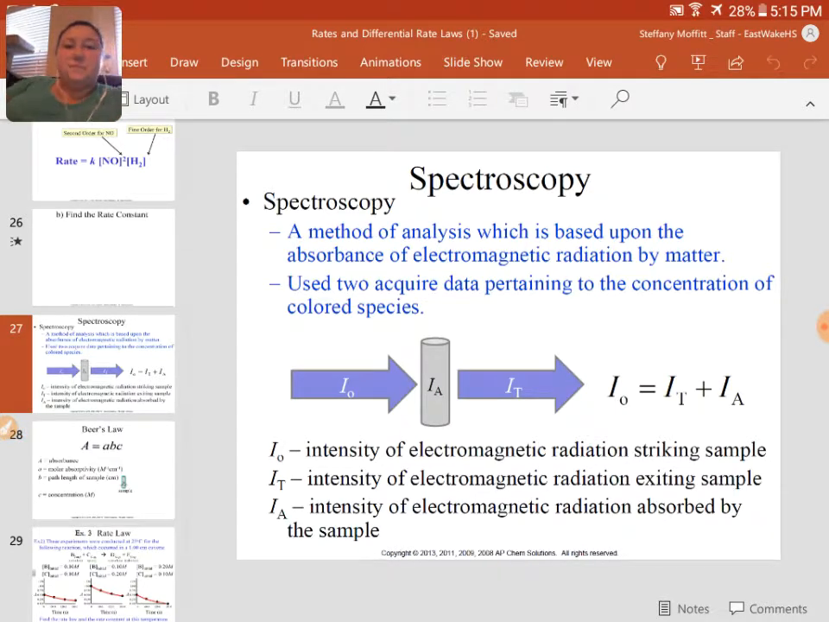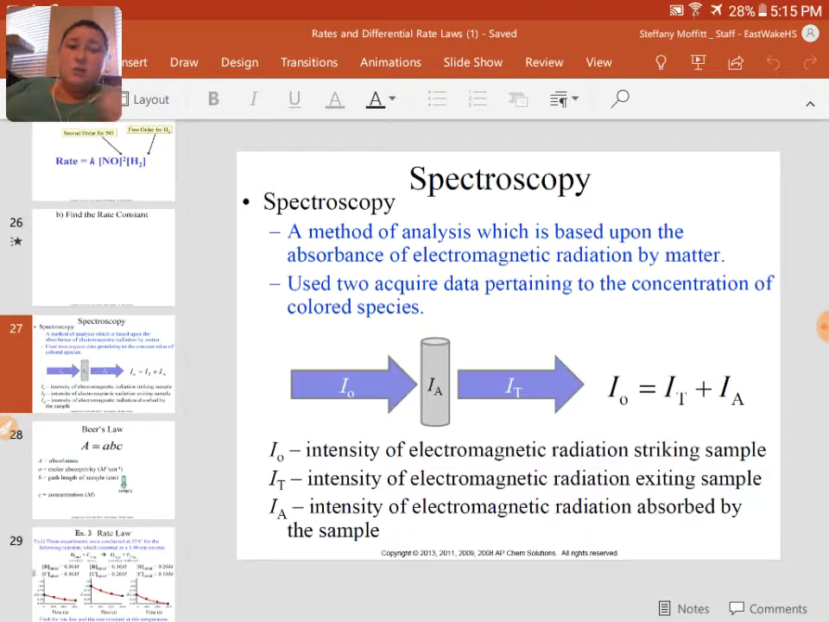Alright, so spectroscopy. Spectroscopy is a pretty large part of chemistry in college. Up until my senior year, I was doing spectroscopy. It's a method of analysis which is based upon the absorbance of electromagnetic radiation by matter.